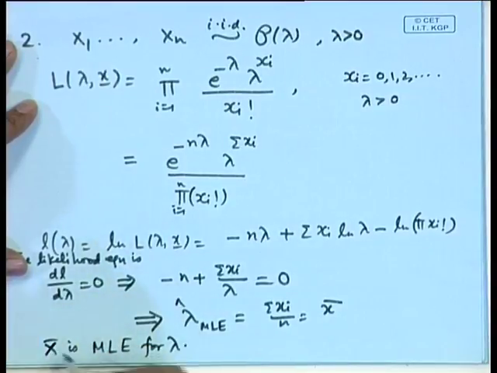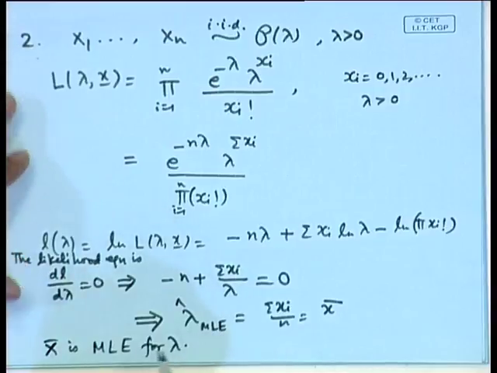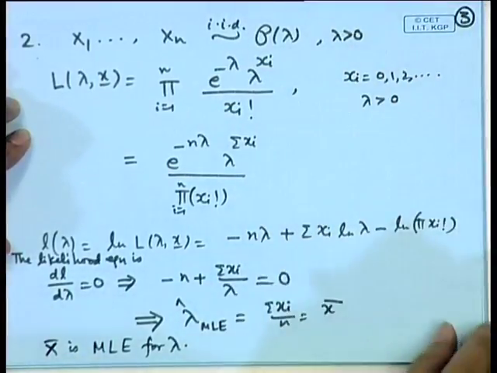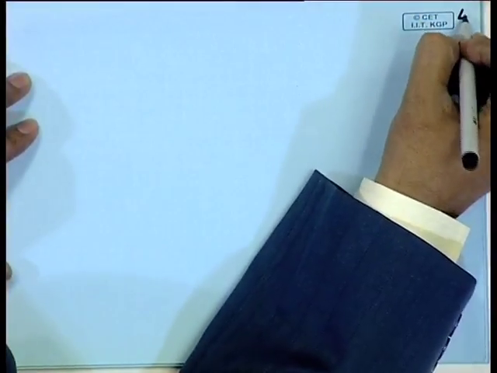Note here that in these two cases the maximum likelihood estimator and the method of moments estimator are the same. However, as we will see, it is not a rule; in many cases they will not be the same. Let me take an example of that kind.